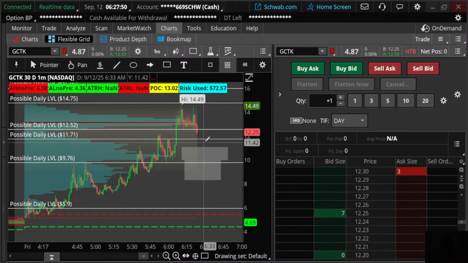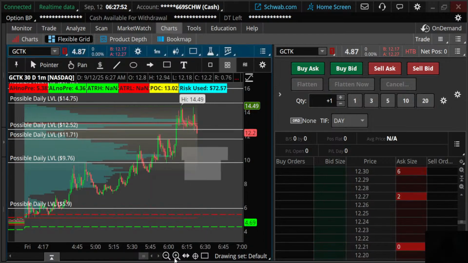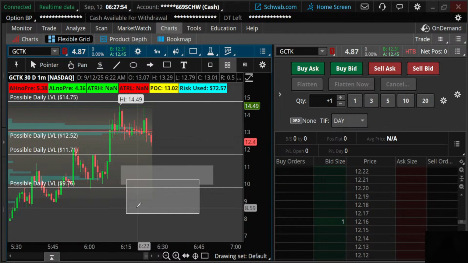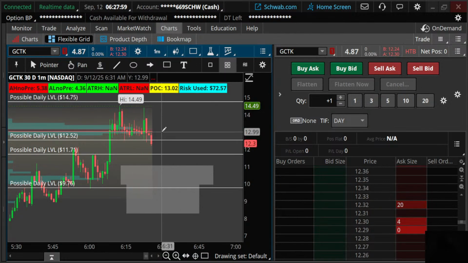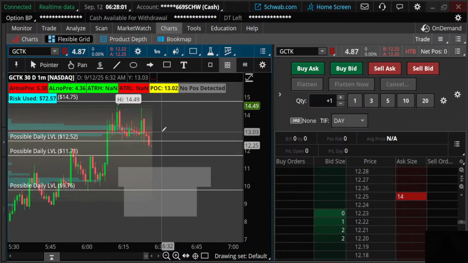Then for GCTK, it finally broke down this 1252. Headed back to the zones down here, so we'll see how the point of control moves. Right now on the 1 minute, it is 1302, but on the 5 and the 15, it has not moved. It's still at 994 on the 5 and 1104 on the 15 minute.